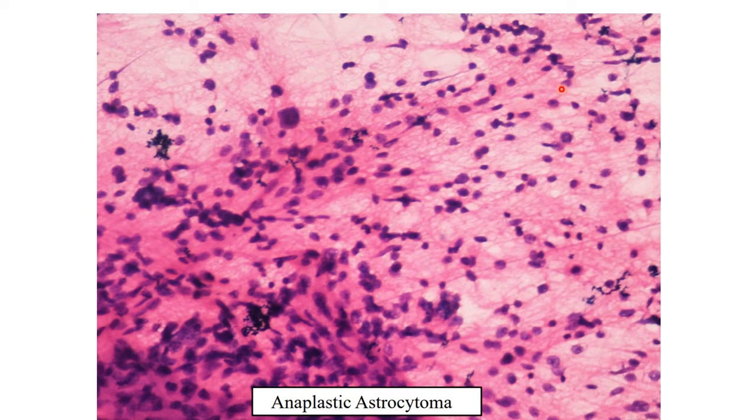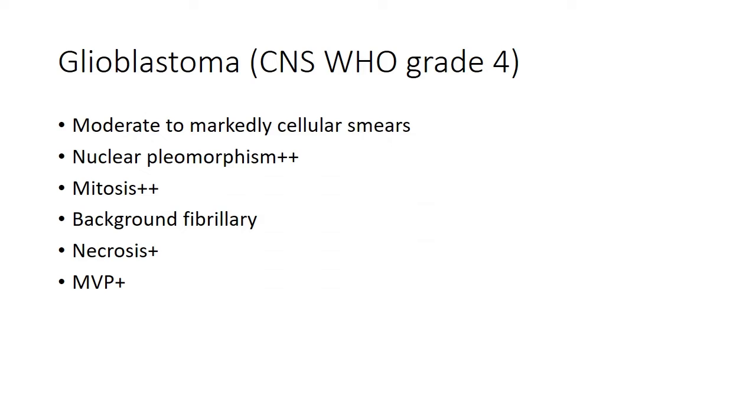So when you have a fibrillary neoplastic lesion whose background is more fibrillary with cytoplasmic processes like these, and the neoplastic cells are showing some degree of pleomorphism with some degree of mitosis as well, then that gives you an impression that you're dealing with a case of astrocytoma WHO grade 3, previously called anaplastic astrocytoma. How about glioblastoma?